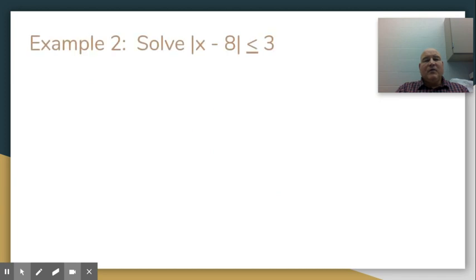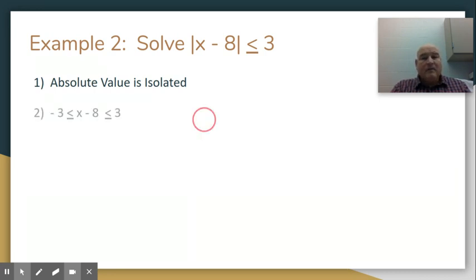Take a look at example 2. The absolute value of x minus 8 is less than or equal to 3. So again, the absolute value is isolated. We don't have to do any extra work. Since it's a less than this time, I write it as a single line inequality with and. Negative 3 is less than or equal to x minus 8, and x minus 8 is less than or equal to 3.